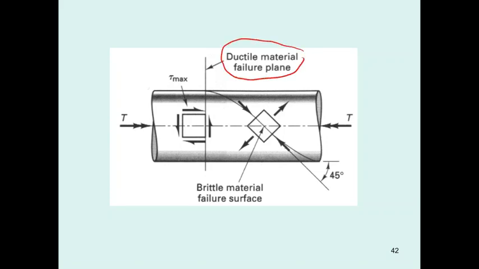The failure plane is going to be in this way. For the brittle material, the failure is going to be in this way. It is going to be caused by the tension. This one is caused by the shear stress.